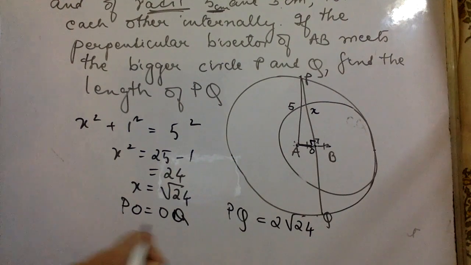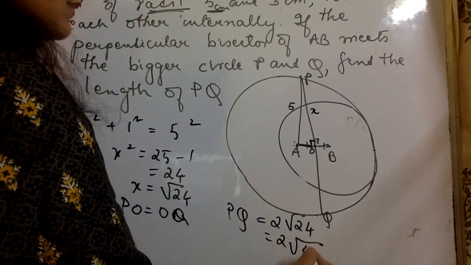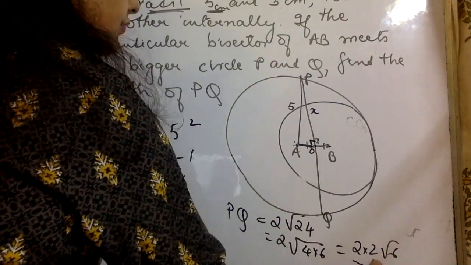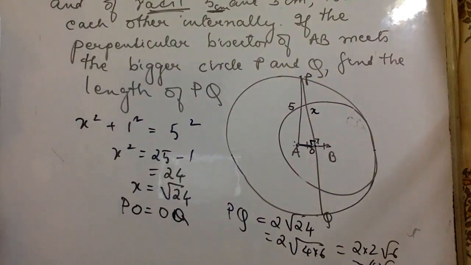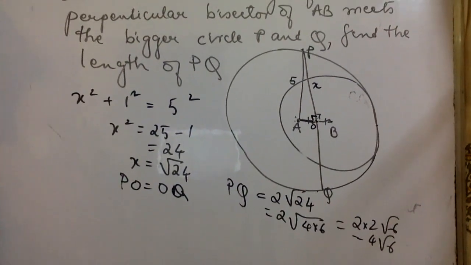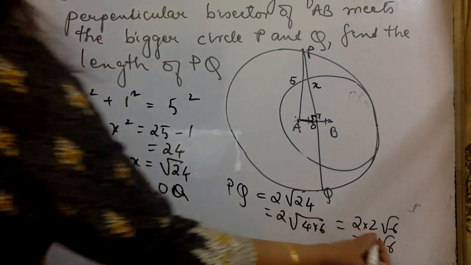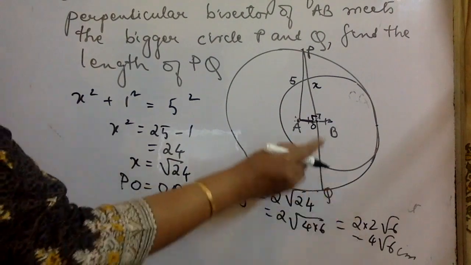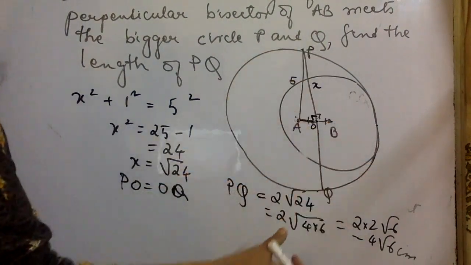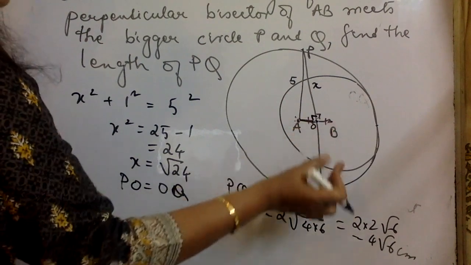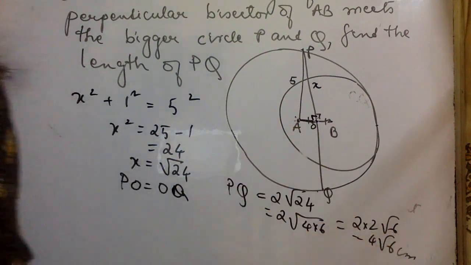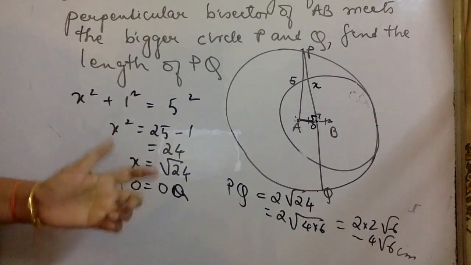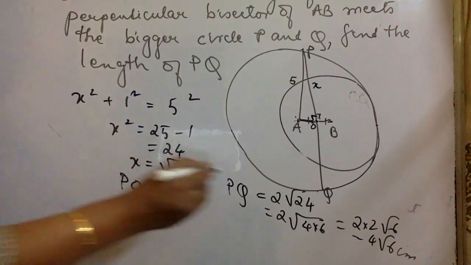Now you can write the answer like this, but you can also write the answer like this, 4 into 6, which is 2 into 2 root 6, which is 4 root 6, isn't it? So that's the 4 root 6, which is 4 root 6 centimeters, because everything was in centimeters. So this is 4 root 6 centimeter, because this was in centimeter, 3 was in centimeter, so this was in centimeter, hence your final answer is 4 root 6 centimeter. So the length of the chord, full length of the chord PQ is 4 root 6 centimeters.